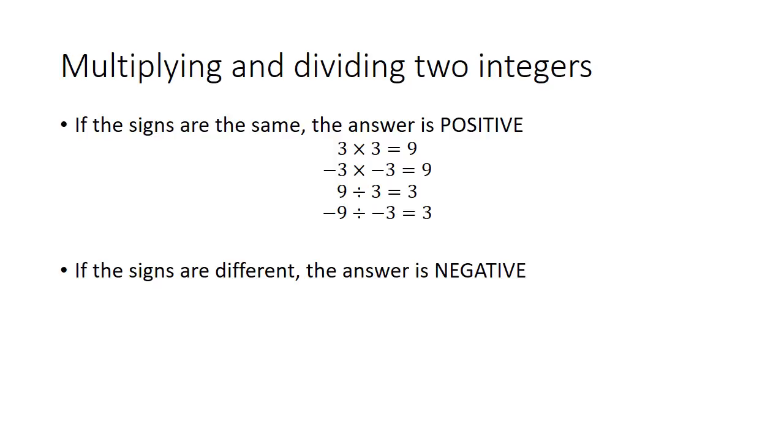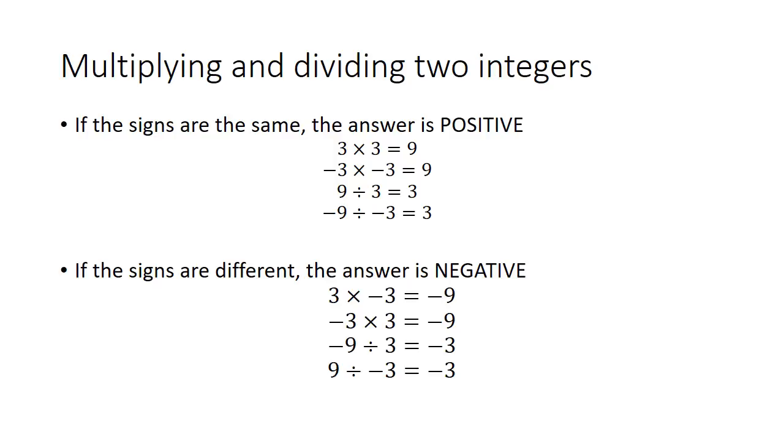So if your signs are going to be different, then your answer is going to be negative. If only one of those numbers is a negative, then a positive and a negative make a negative. So if you have 3 times negative 3, the answer would be negative 9. It doesn't matter which 3 is negative. If one of them is negative, then the answer is going to be negative. Same way for division. So remember, if both signs are the same when you're multiplying and dividing, your answer is positive. If your signs are different, then your answer is going to be negative.